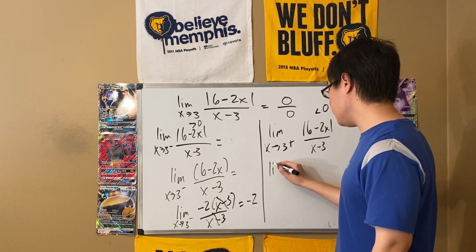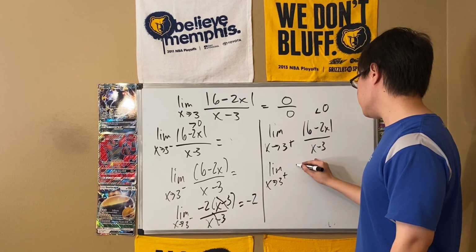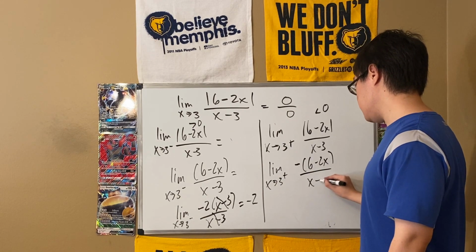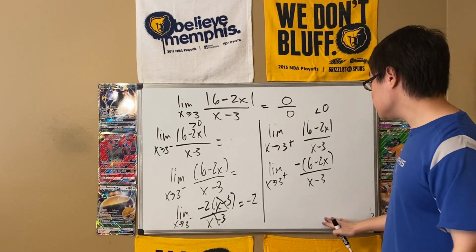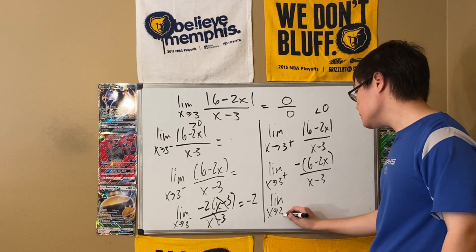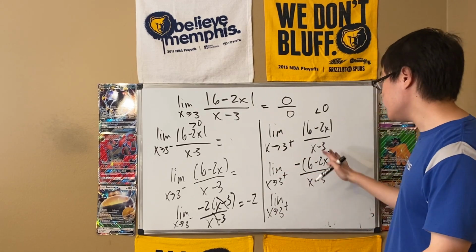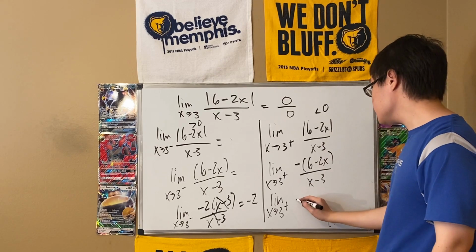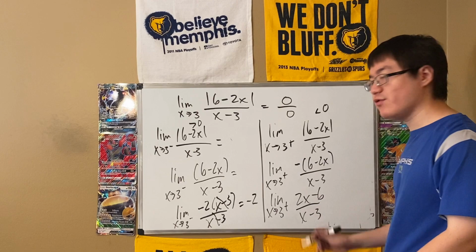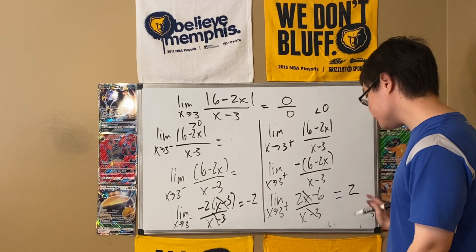So in this case, you're going to get the limit as x goes to 3 plus of negative (6 minus 2x) over x minus 3. Here I'm going to simplify again. Basically, I want it to be of the form x plus or minus something so that I can see how these cancel out. It looks like it's going to be 2x minus 6 over x minus 3. If you take out a 2, hopefully you notice that these will cancel and you'll be left with 2.